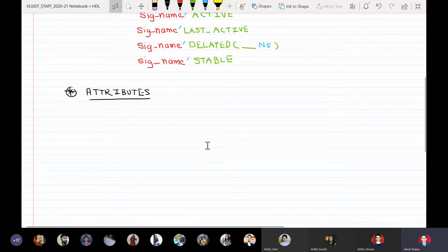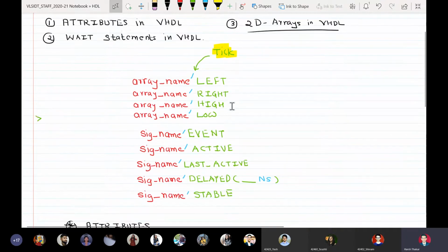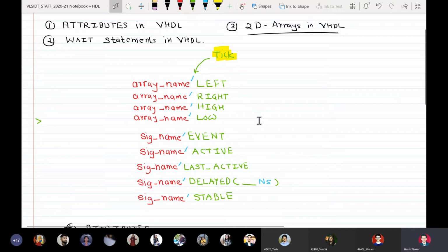Okay. So we are going to discuss basically two kinds of attributes. First is array attributes, and we are given four examples of array attributes: array_name'left, array_name'right, array_name'high, and array_name'low. And we are going to use examples of ascending array and descending array to explain them.